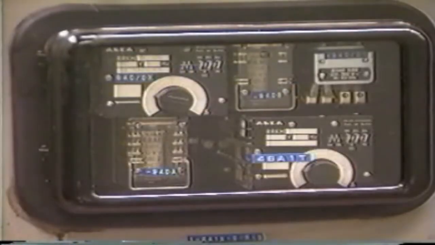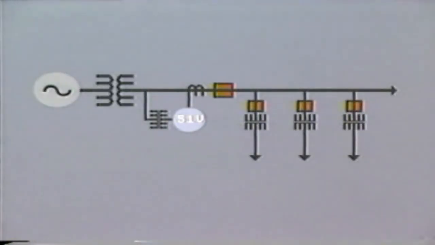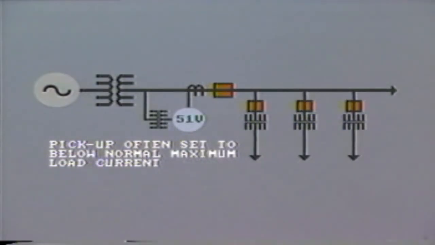One type of overcurrent relay, the voltage restrained or voltage controlled relay, does take account of voltage as well as current. Depending upon fault calculations, the pickup of this relay is often set to a current level which is actually below normal maximum load current for the circuit.